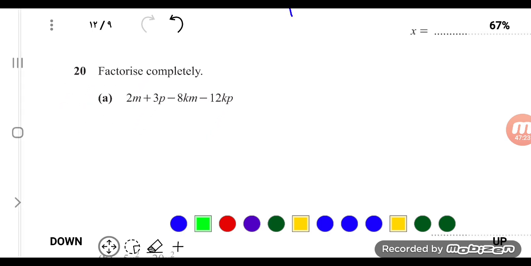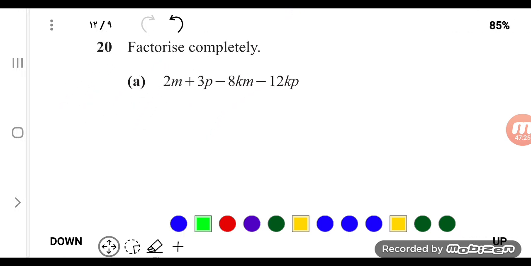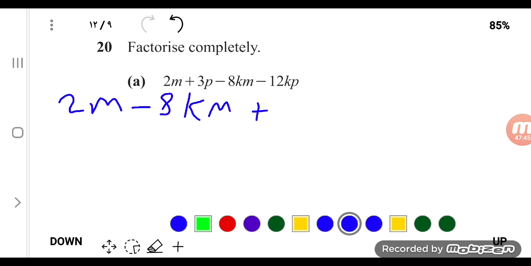Number 20. We say to you factorize this amount. In order to factorize it, let me rearrange it first. I will write it this way. 2m minus 8km plus 3p minus 12kp.